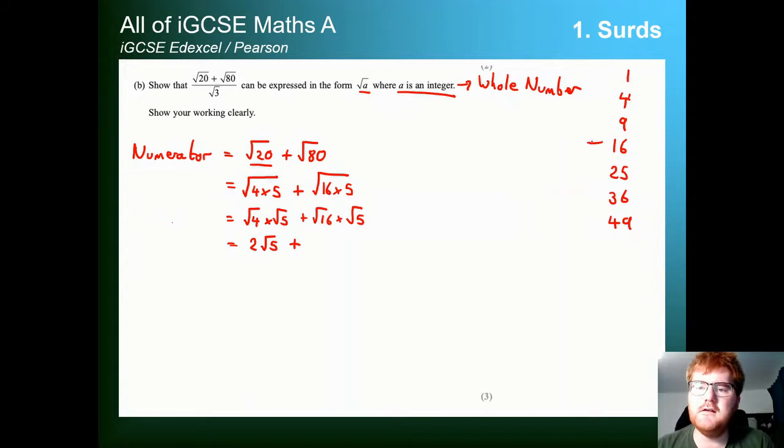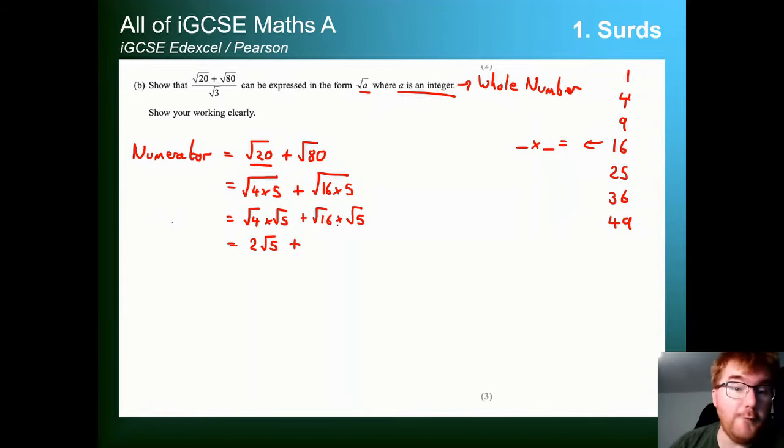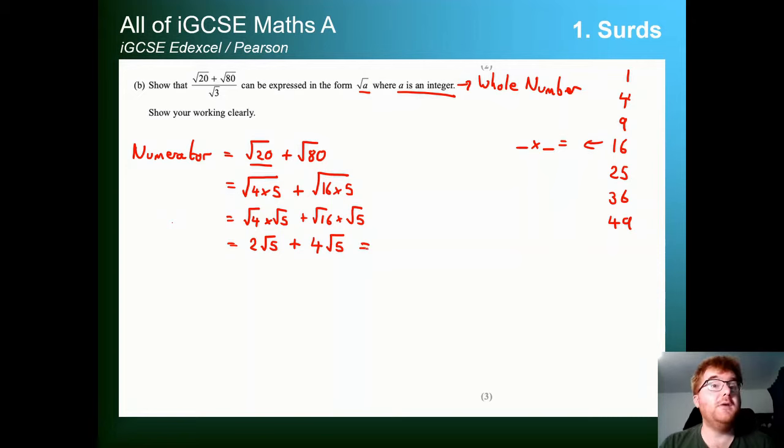And we do this in the same way. So you look at 16. What two numbers multiply to give me 16, which are the same? Well, that's equal to 4. So the square root of 16 is equal to 4. So we get 4 root 5. And again, we can add these two things together. It's like 2a plus 4a is 6a. 2 root 5 plus 4 root 5 is 6 root 5.